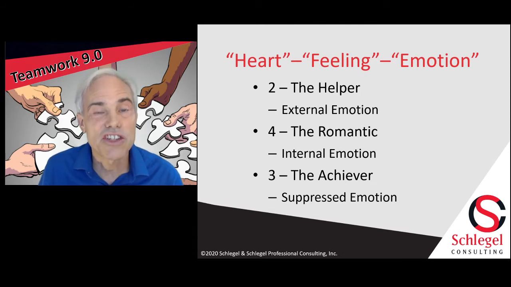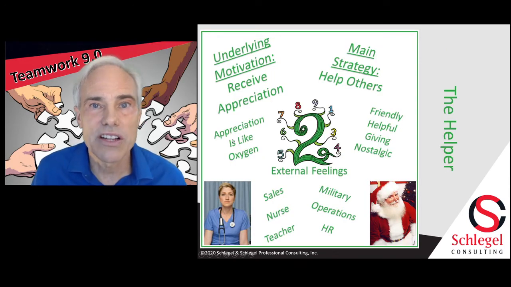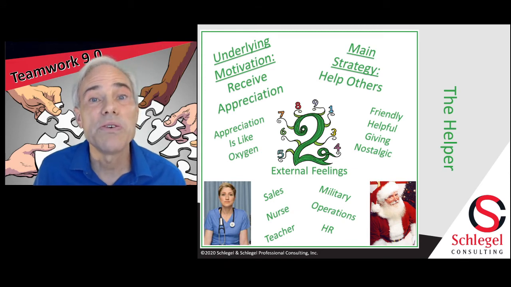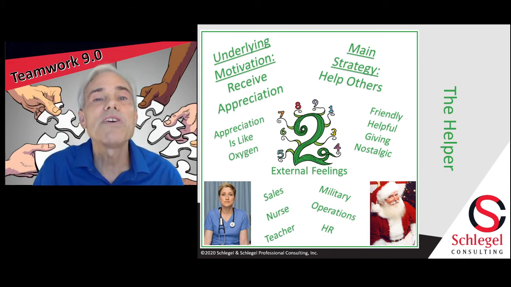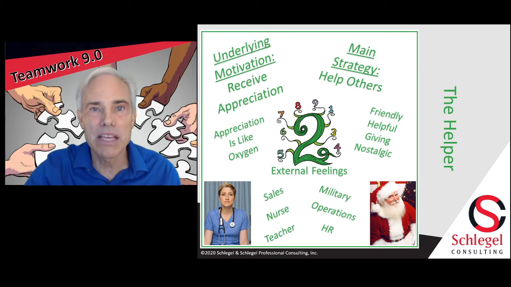All right, so now we're moving to the heart center, where it's about feelings and emotions. And again, external, internal, suppressed. So we'll start with external. The external emotion type is the type 2. So the type 2 wants to have an emotional connection with you. That's the external part. And the way that they get that emotional connection with you is by helping you.